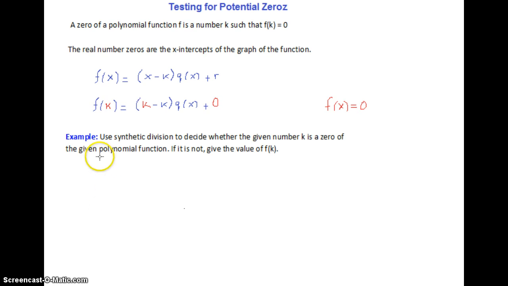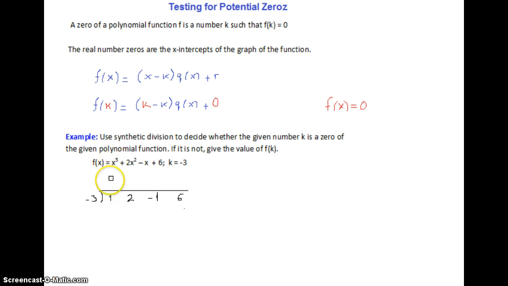Let's apply the method for the following example. Use synthetic division to decide whether the given number k is a zero of the given polynomial function. If it's not, give the value of f of k. f of x is this function and k is negative 3. So I have to use synthetic division to find f of k. If the remainder is 0, then k will be a zero of the function. If not, it's not a zero.